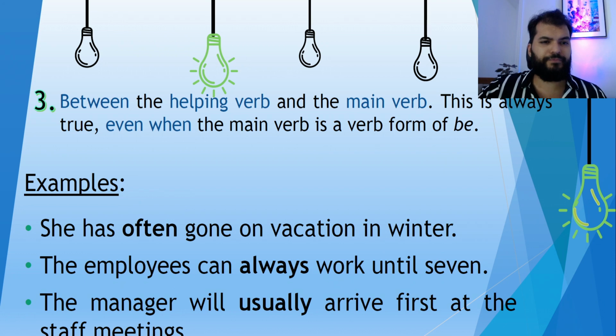For example, she has often gone on vacation in winter. The employees can always work until 7. You see, has is a helping verb. Can, will. The manager will usually arrive first at the staff meetings. Right?